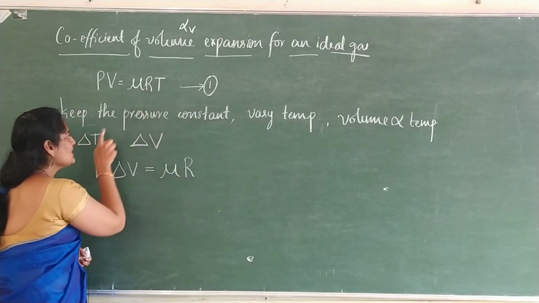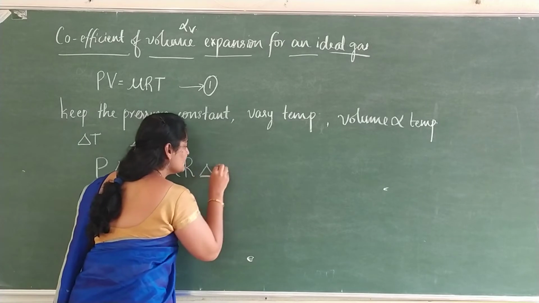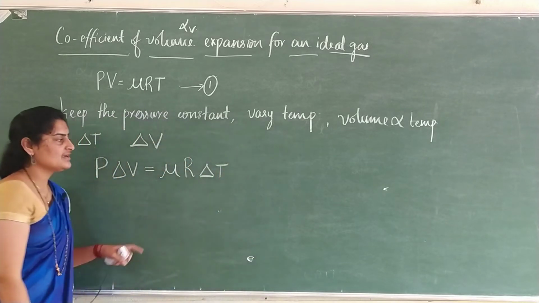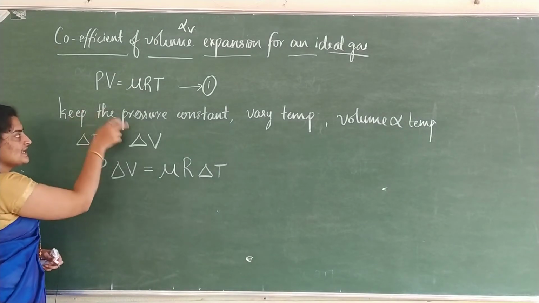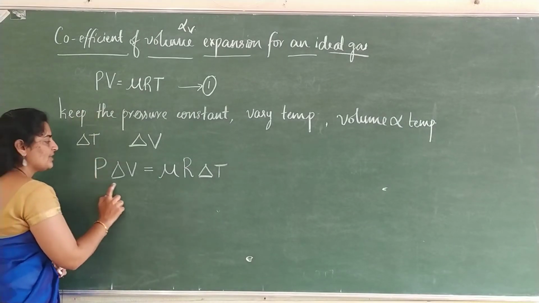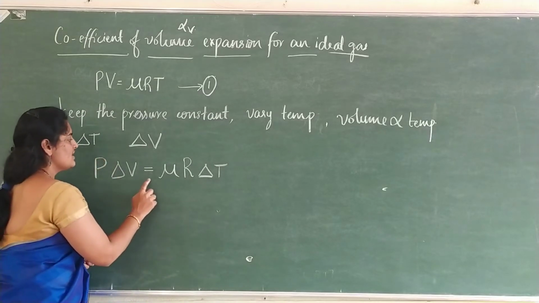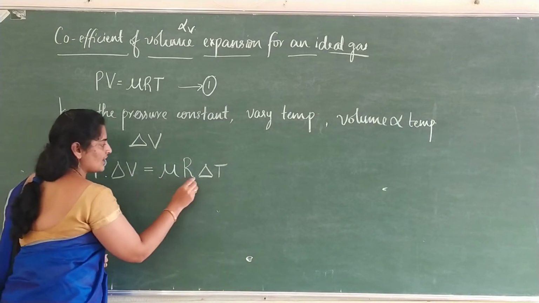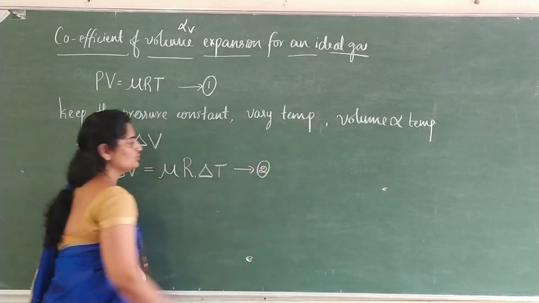Temperature has changed, T to delta T. So in the place of T, I have to write delta T, right? So for the second case, the perfect gas equation becomes this: P into delta V is equal to mu R into delta T. Let this be equation number 2.